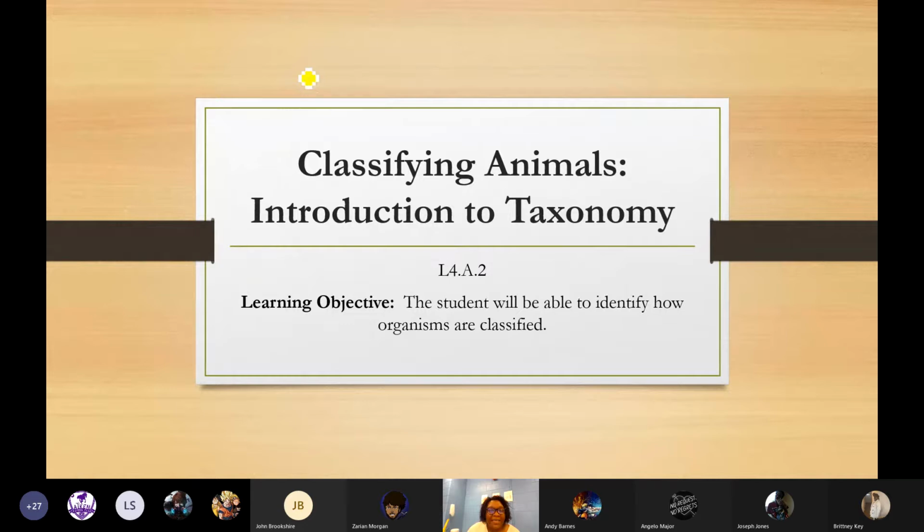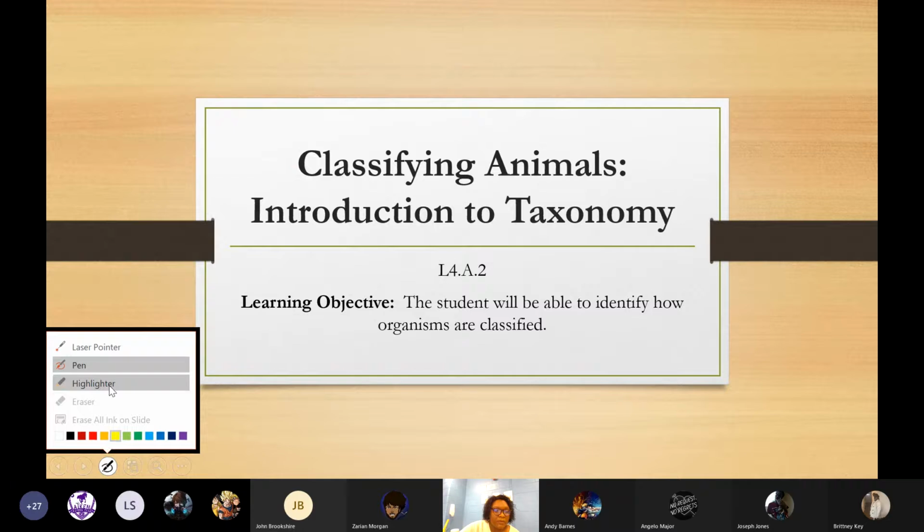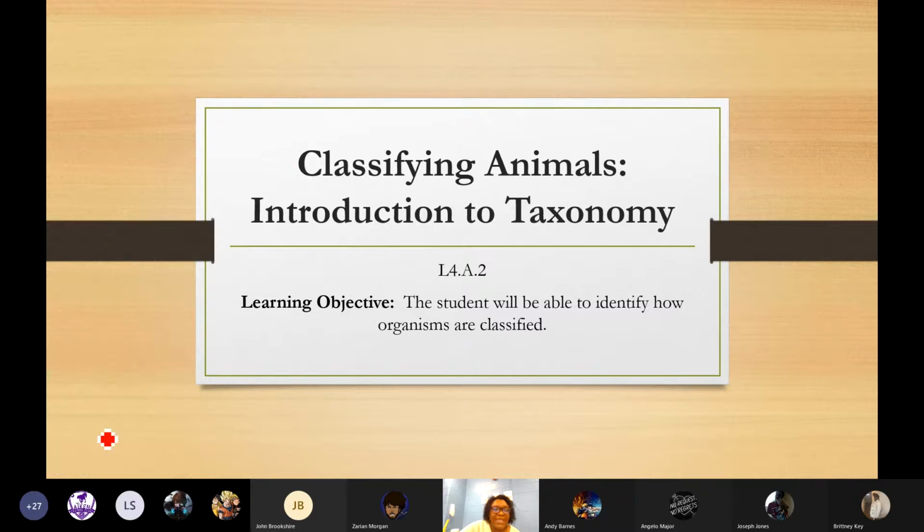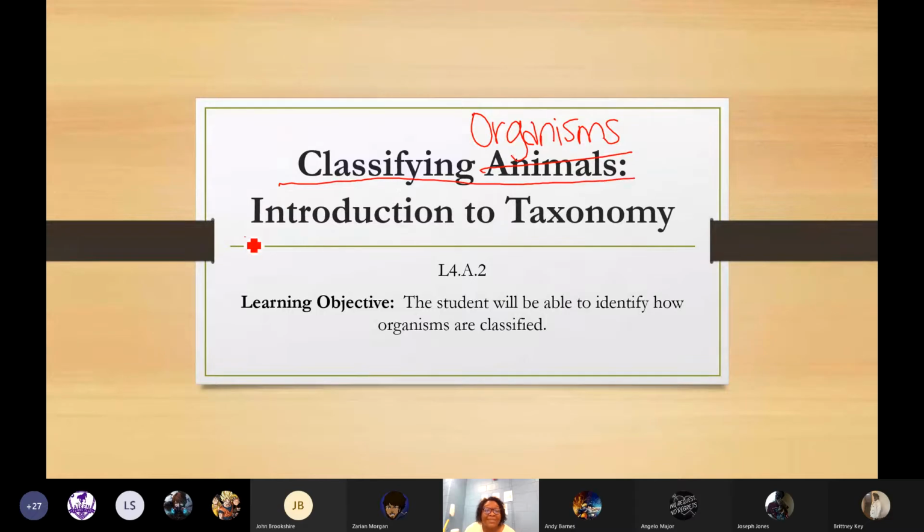So we're going to start classifying, and I don't want us to say classifying animals. Let's instead say classifying organisms. Classifying organisms, okay? So we're classifying organisms, and Ms. Neville's going to be introducing you to taxonomy. Take some time, please, to finish writing that down.